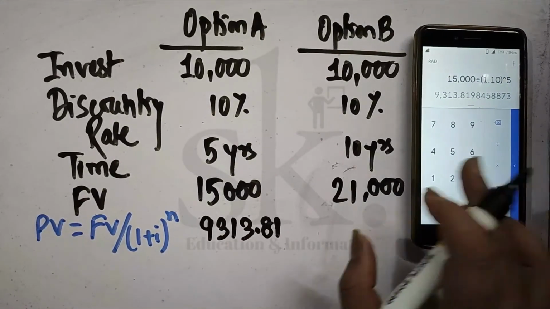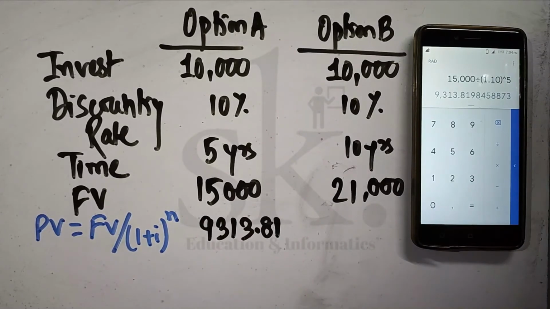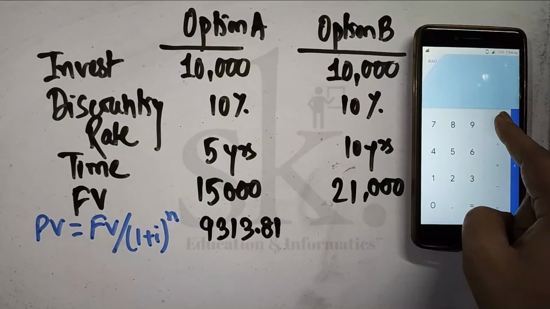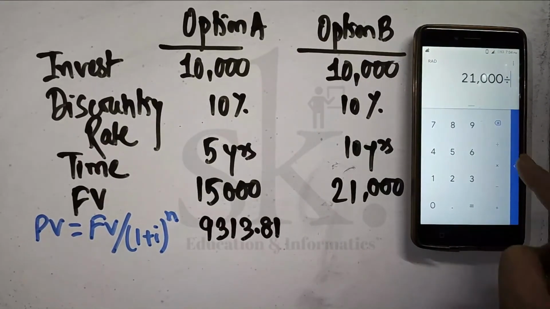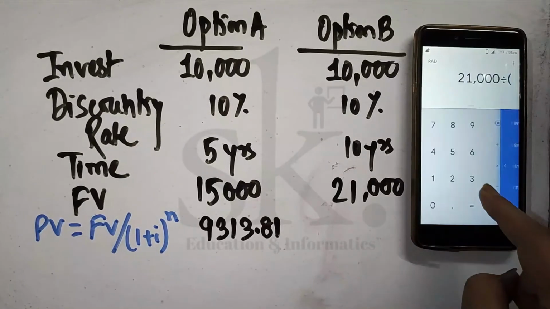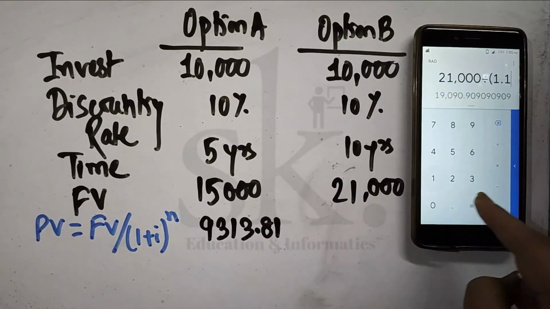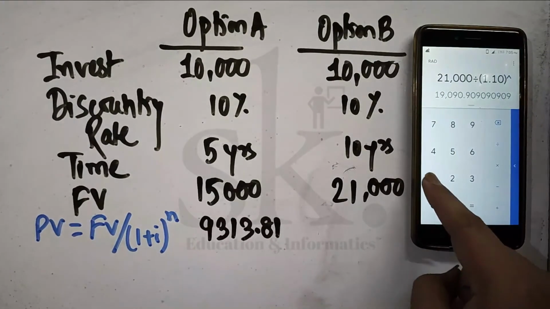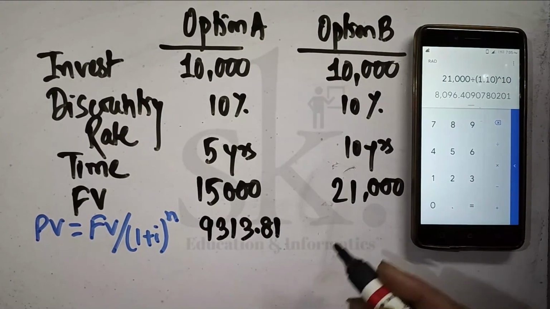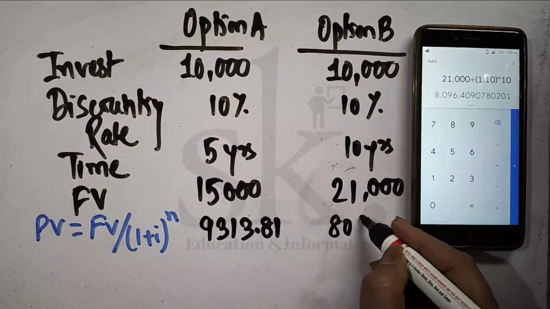Let's see for option B. 10,000 invested, discounting rate 10%, for 10 years, and I'm getting 21,000. So let's calculate this. 21,000 divided by bracket 1.10 bracket to the power 10, for 10 years. Now this is also coming as 8096.